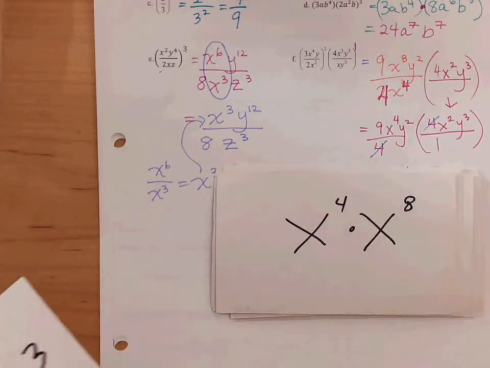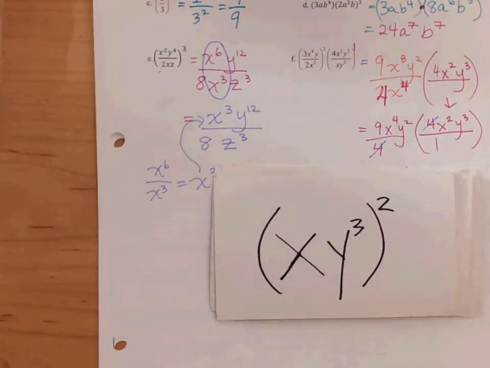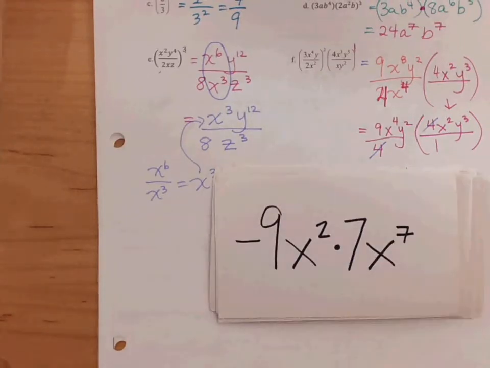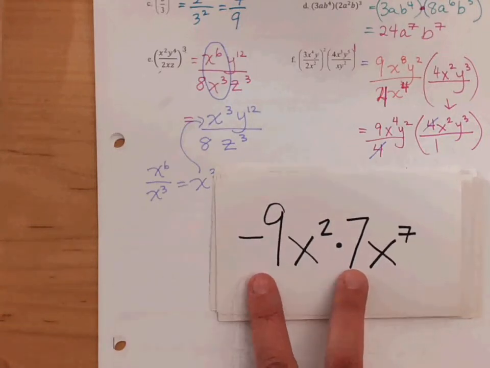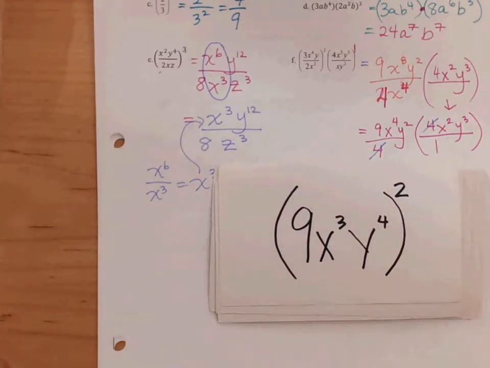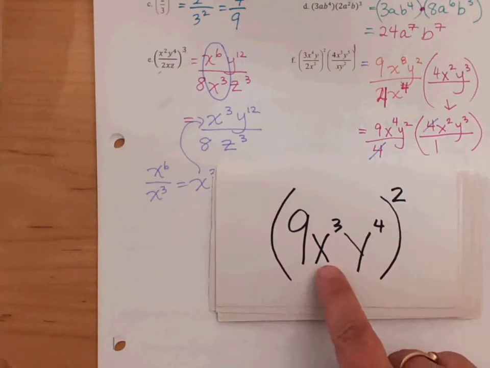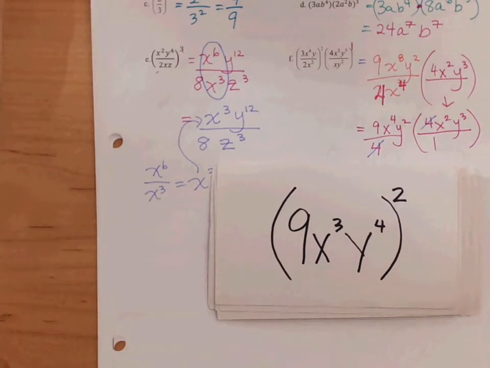What about this one? Good. X to the 12th. This one? Good. X squared y to the 6th. Negative 63 x to the 9th. Good. See how you can really step it up here, huh? 6, okay. 81 x to the 6, y to the 8th. Good. Okay, here you go.